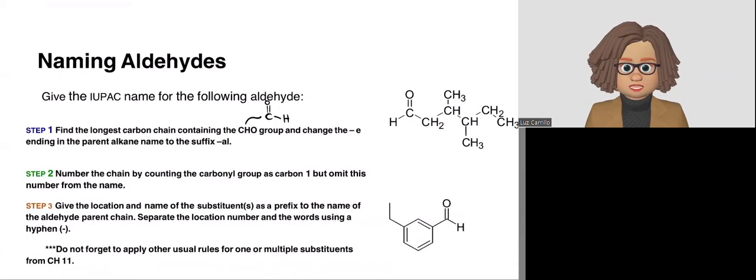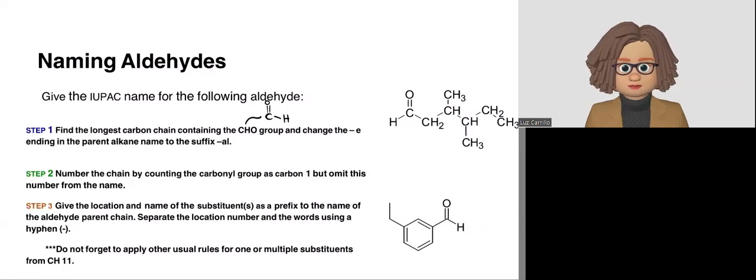Then we can write the alkane name for this parent chain, and we replace the E ending with the ending AL. So all our aldehydes are going to finish in AL when we name them.